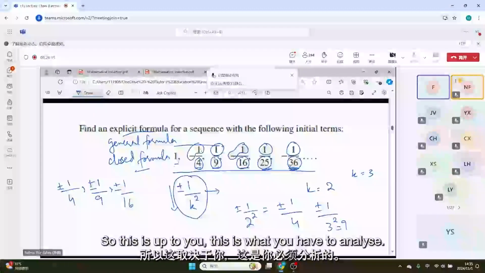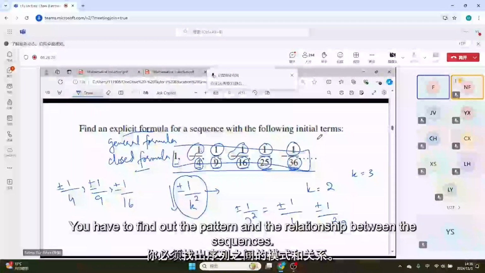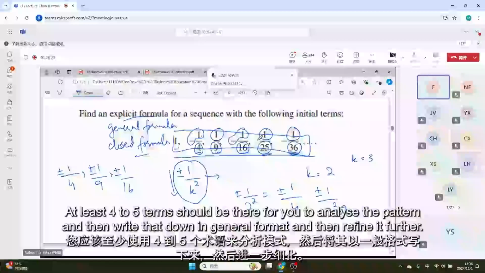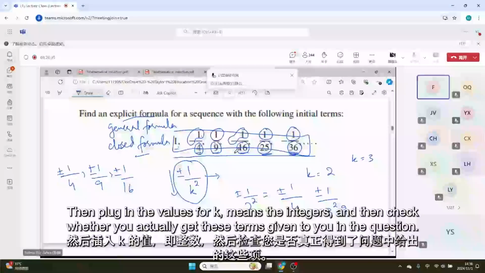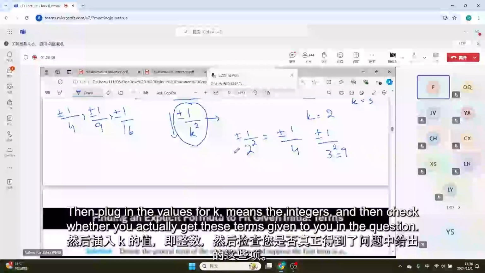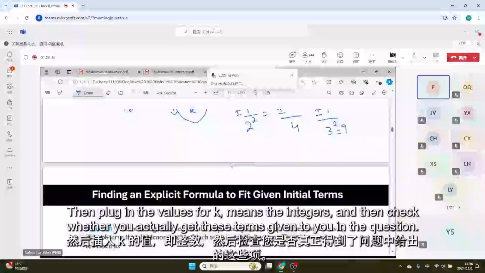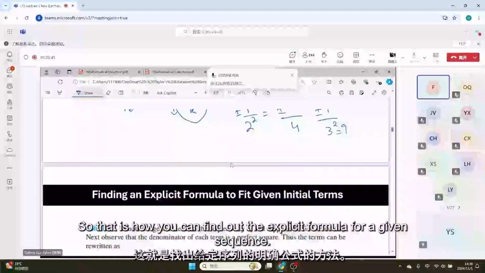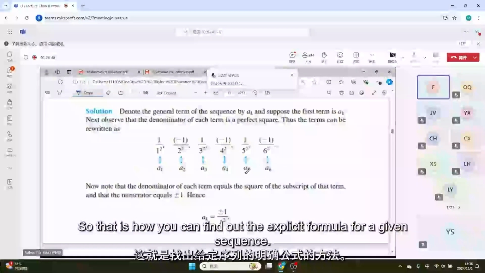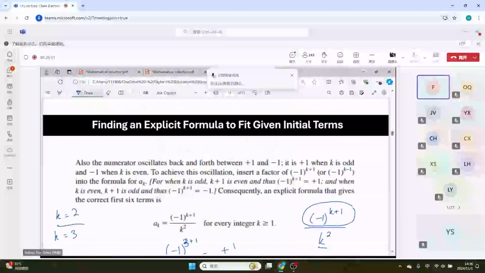Okay, so this is up to you. This is what you have to analyze. You have to find out the pattern and relationship between the sequences. At least 4 to 5 terms should be there for you to analyze the pattern, and then write that down in general format, and then refine it further. Then plug in the values for k, meaning the integers, and check whether you actually get the terms given to you in the question. Okay, so that is how you can find out the explicit formula for a given sequence.